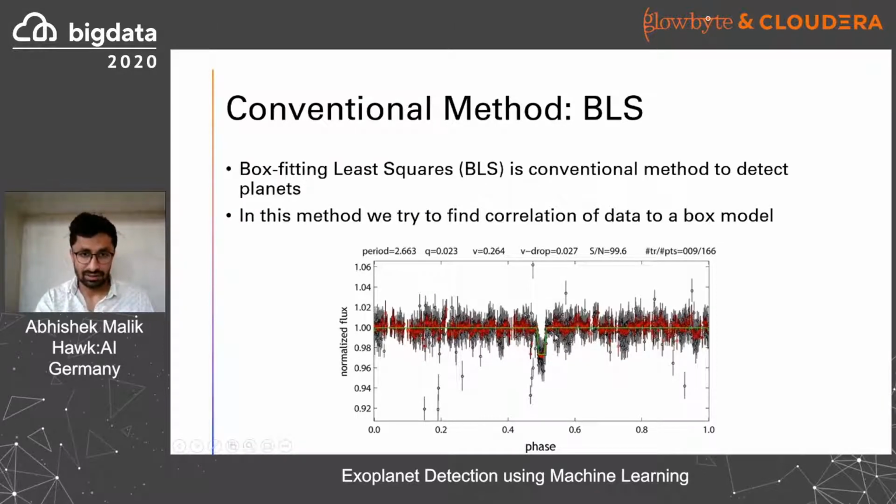As you can see here, this green line is the box function we are fitting. Based on how well the box is being fit, we will comment if there's a planet present or not. Now, I believe that this is not the best way to do this, and we should have a smarter way. Instead of just fitting a box, we should have a smarter way to find out if there's a planet or not.